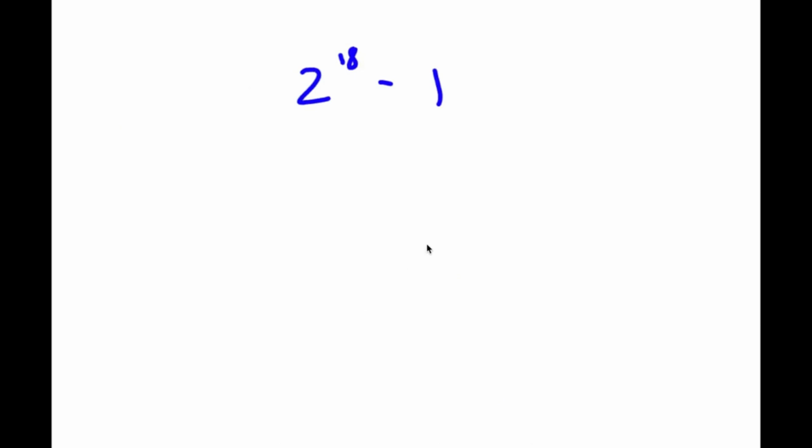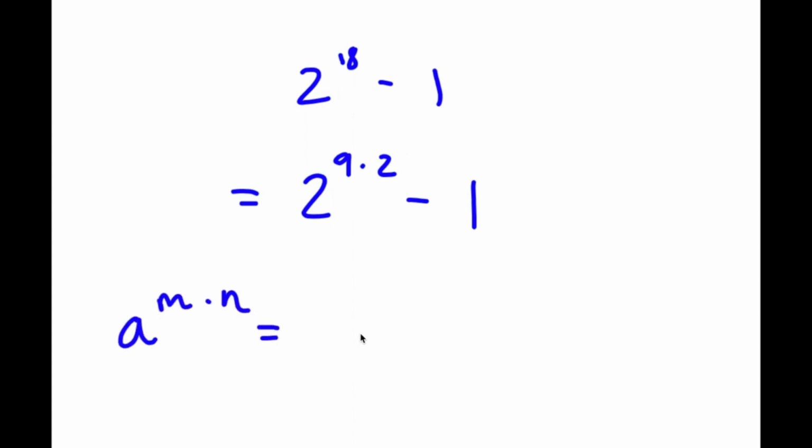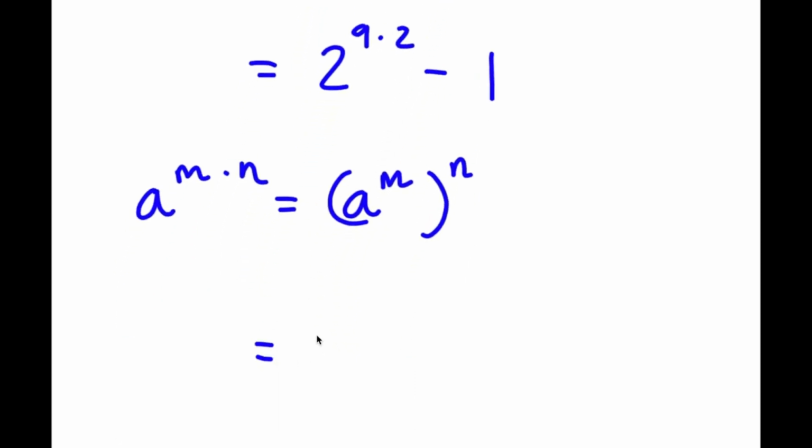Alright, so in this problem, I have 2 to the power of 18 minus 1. So to start, 2 to the power of 18, well, 18 here is the same thing as 9 times 2. So I have 2 to the power of 9 times 2 minus 1. Now, if I have something in the form a to the power of m times n, this is the same thing as (a to the power of m) to the power of n. So 2 to the power of 9 times 2, that's going to equal (2 to the power of 9) to the power of 2. Now I have that minus 1.